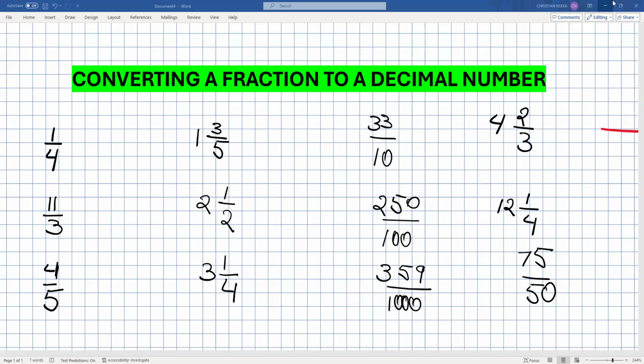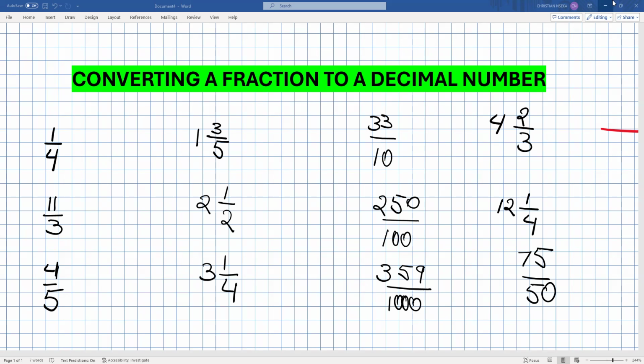You have a fraction like 11/3. That one is an improper fraction. Why? Because the top number is greater than the bottom number. We have a mixed number like 2 1/2. A mixed number is a combination of a whole number and what kind of fraction? A proper fraction.